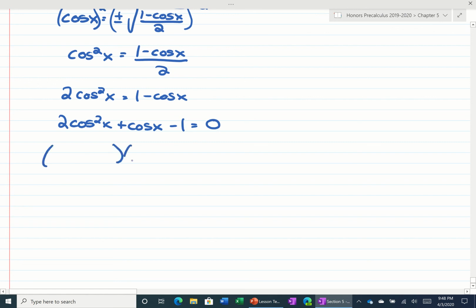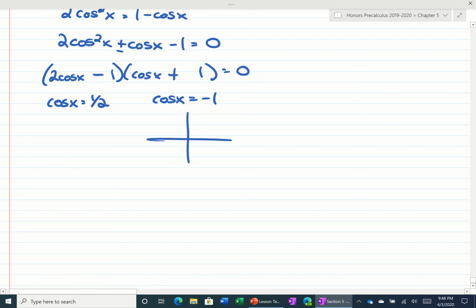So factoring this would be 2 cosine of x, and this would be cosine of x. The 1 and 1 have to multiply to be negative, but the middle has to be positive. So this is positive 1 cosine, this is positive 2. So we have to get a positive 2 and a negative 1. Let's finish this. We want to know when the cosine of x equals 1/2, and when the cosine of x equals negative 1. Well, cosine of x is negative 1 right here at pi radians. And this is between 0 and 2 pi, so pi would be it. The interval is between 0 and 2 pi. So then when is it 1/2?